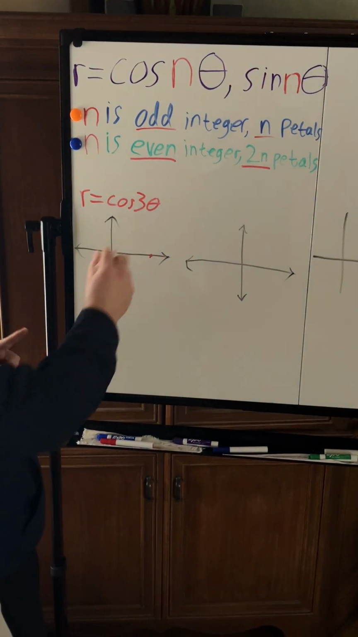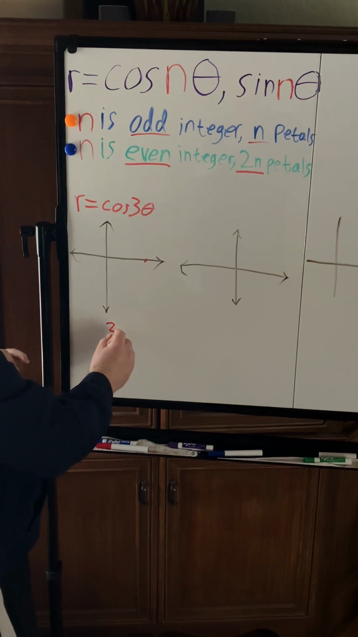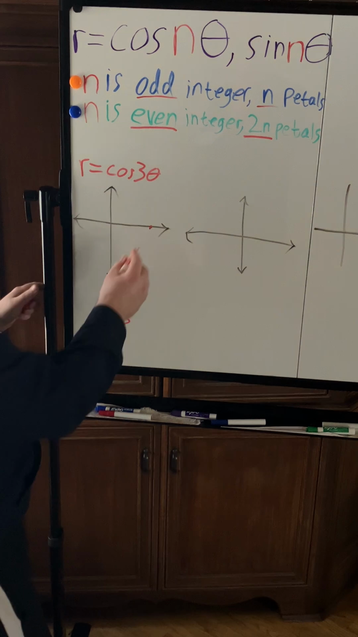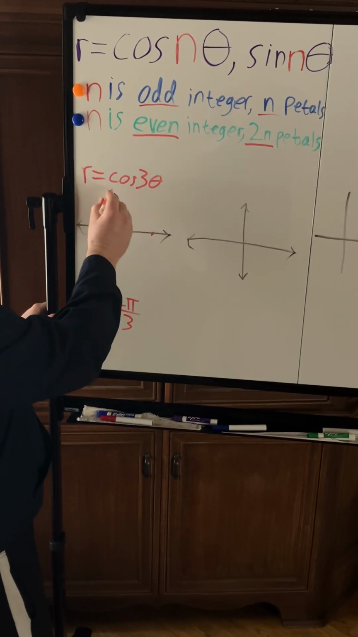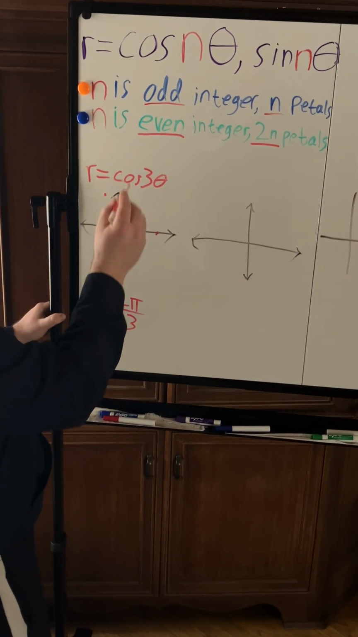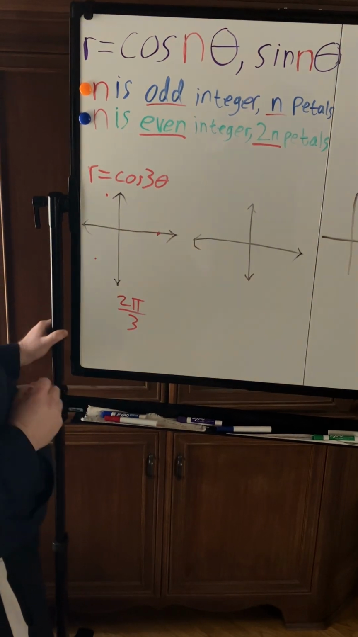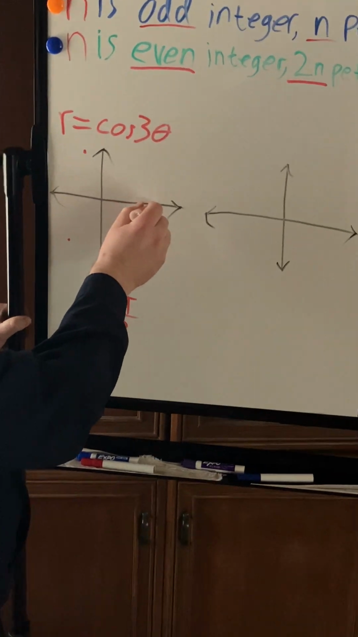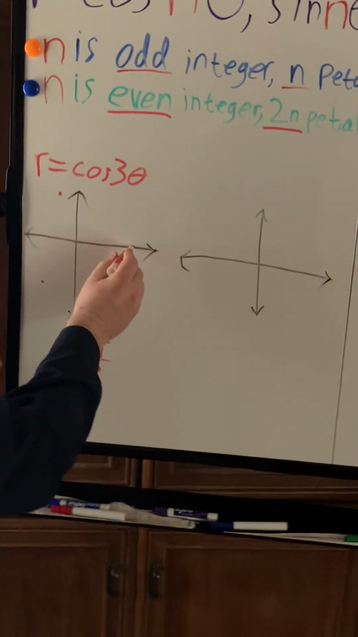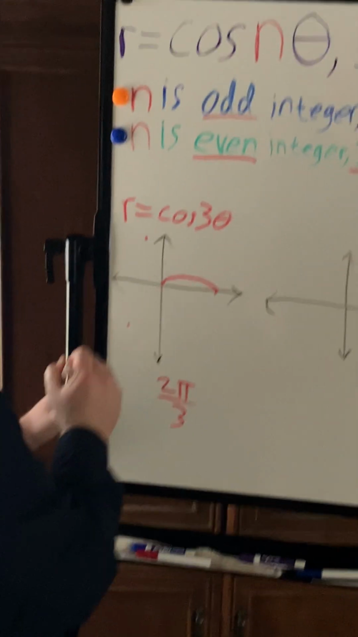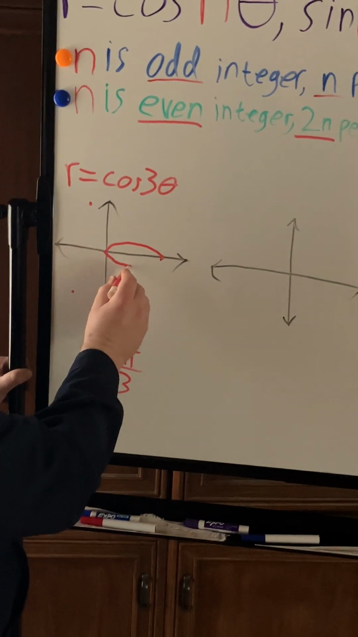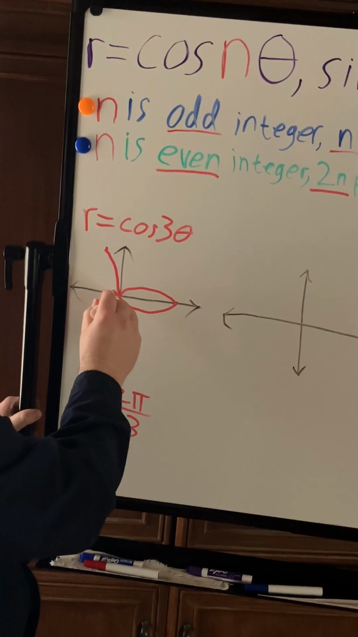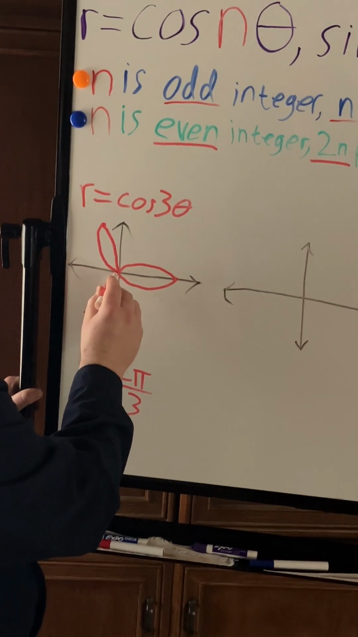That means there's 3 petals, so they're going to be separated by this angle. So I'm going to have 1 at 0, I'm going to have 1 at 2 pi over 3, and I'm going to have 1 at 4 pi over 3. So I already know the graph is going to look something like this, right? Where there's a petal here, there's a petal here, and there's a petal here.